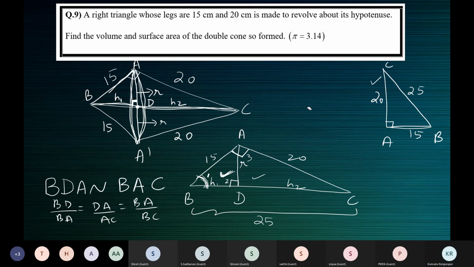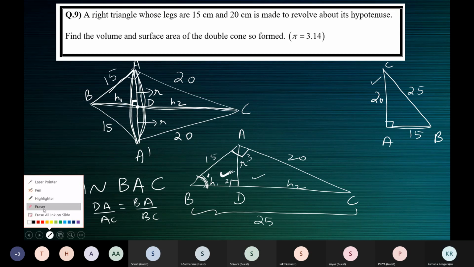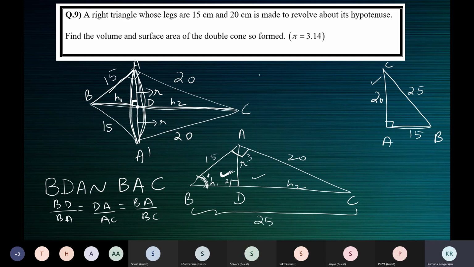So now substitute the values. Why are we doing all this? Because we need to find the radius. We need to find the radius and the height of the two cones, H1 and H2. That's why similarity. Now BD, what is BD?